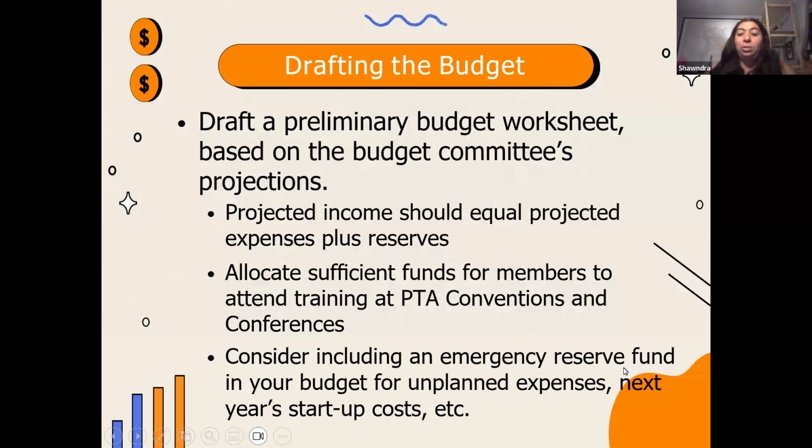Consider including an emergency reserve fund in your budget for unplanned expenses, or maybe next year's startup costs, etc. Something to have as a carryover. Again, we are not for profit, so you don't want to continue to carry a ton over, but having a little bit in reserve is not a bad idea.